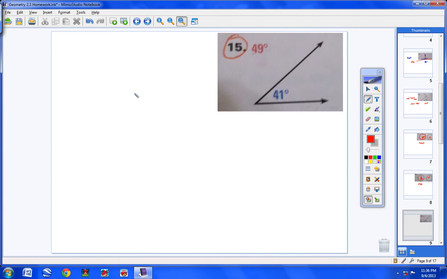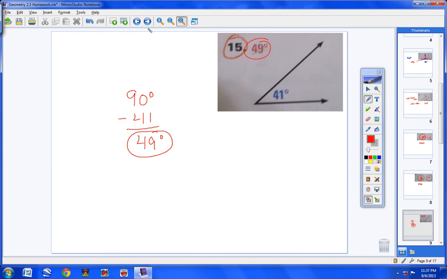Well, we know complementary means the angles add up to 90. So I'm going to take 90 and subtract out 41 degrees. And when I do that, I'm going to get 49 degrees. So what does the measure of the other angle have to be to be the complement of this angle? Well, it has to be 49 degrees, because 49 plus 41 would be complementary.